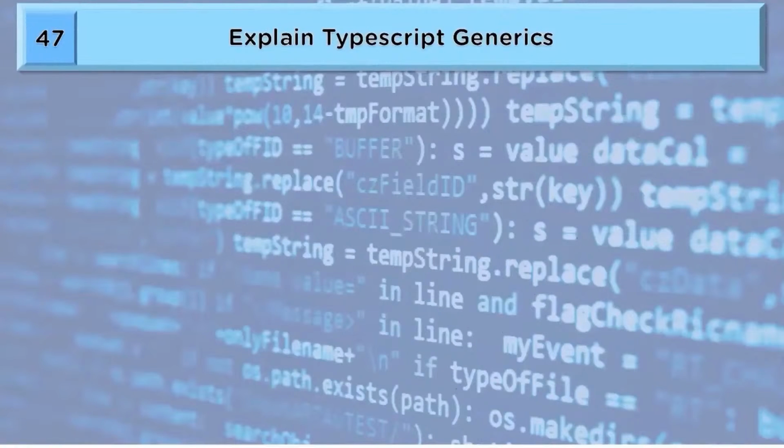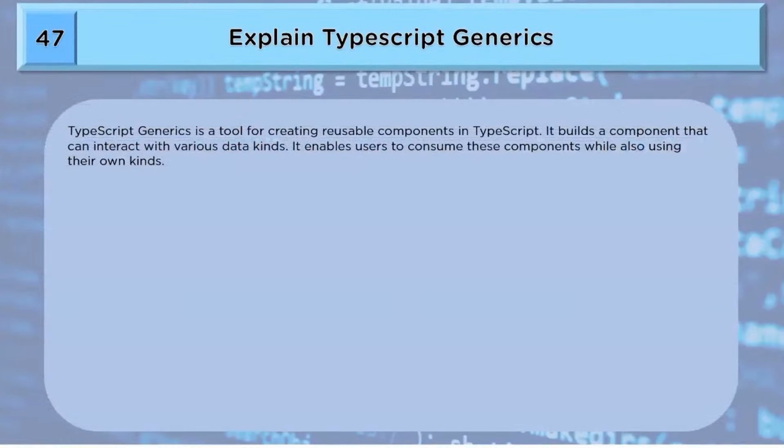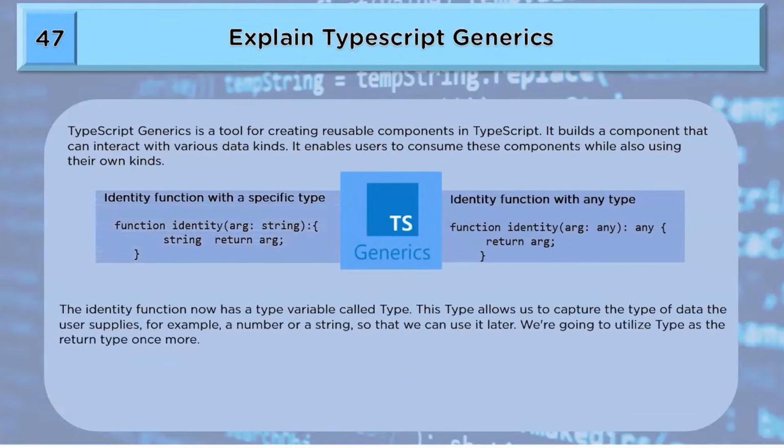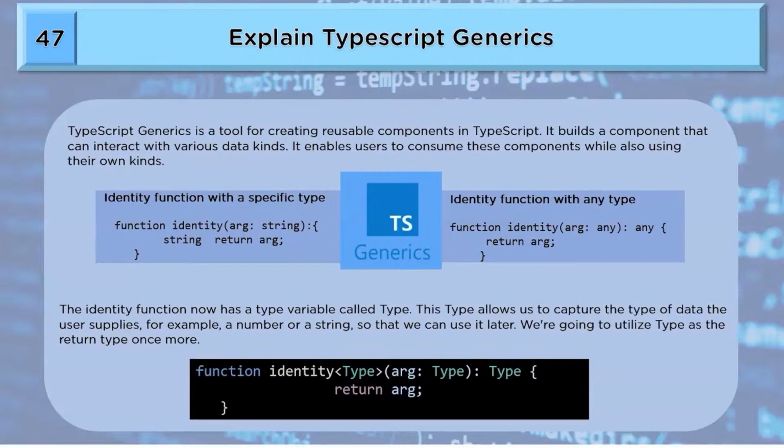Explain TypeScript generics. TypeScript generics is a tool for creating reusable components in TypeScript. It builds a component that can interact with various data kinds. It enables users to consume these components while also using their own types. The identity function now has a type variable called Type. This type allows us to capture the type of data the user supplies, for example a number or a string, so that we can use it later. We are going to utilize Type as the return type once more. Below is the syntax for TypeScript generics.